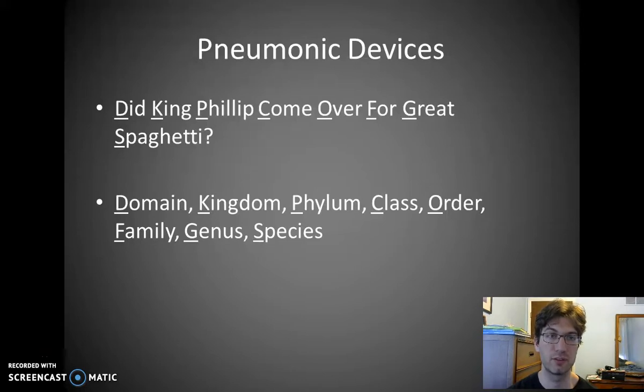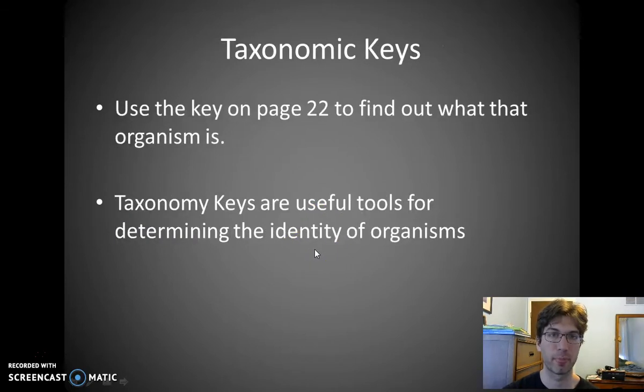You can use mnemonic devices because you will be required to know the order of this. So our sentence is, did King Philip come over for great spaghetti? You can make your own if you wanted, or you can use the one I provided. But if you're looking at it as a mnemonic device, each word is associated with a different classification level. So did goes with domain. They both start with D. King for kingdom. They both start with K. And P for Philip, P for phylum, and so on and so forth. Again, it's just a little device used to help you remember the order of our classification levels and to remember that domain is going to be the broadest and species the most specific.